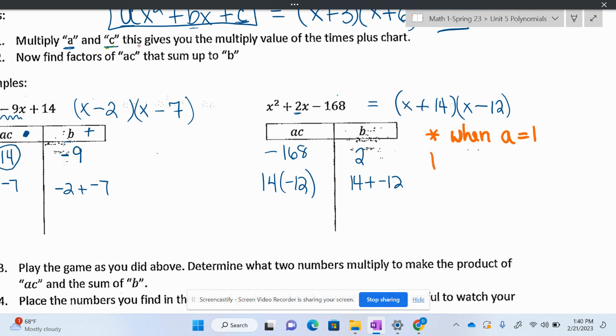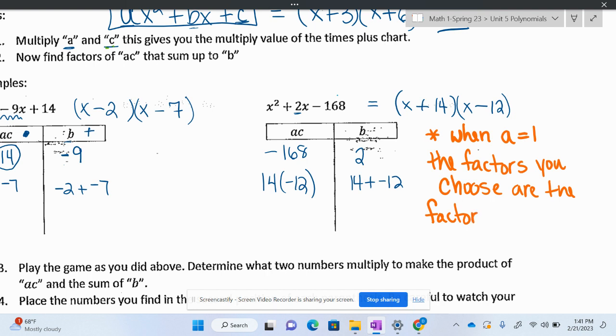So when a equals 1, the factors you choose are the factors you use.